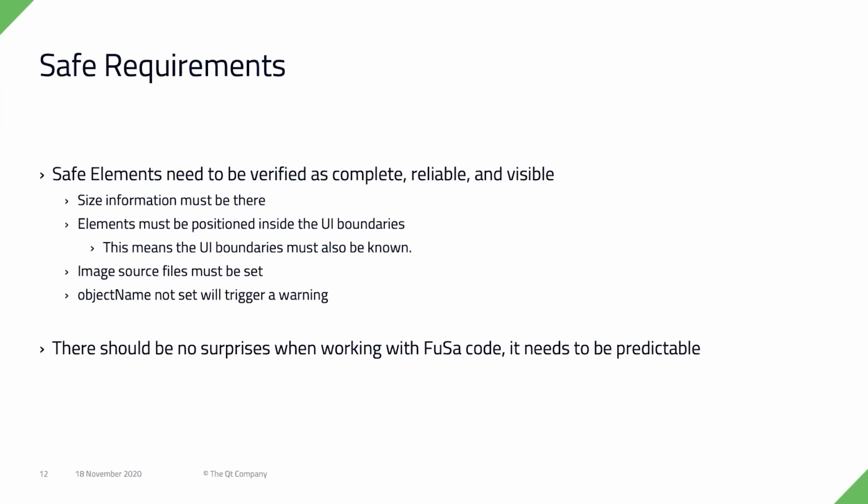Images must have sources. Elements also need their object names set. If they're not, then that will trigger a warning, and that's important because they need to be identifiable by the Safe UI runtime if you need to interact with them. But yeah, as a rule, there should be no surprises in your code. It needs to be predictable. It needs to be robust and safe. Okay.